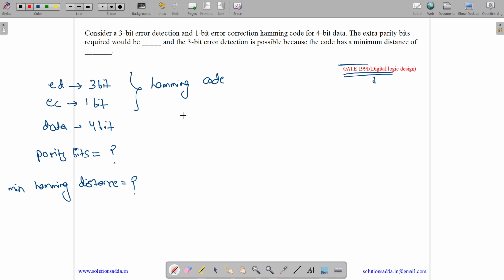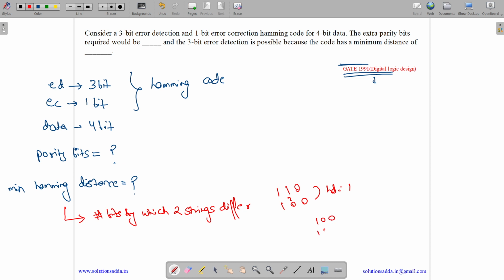Let me first tell you some basic things. What is a Hamming distance? Hamming distance is the number of bits by which two strings differ. Or we can say the distance between two binary strings is the number of bits that would have to be flipped to make the strings identical. Like if we have 110 and 100, we just need to flip one bit, so they have a Hamming distance of 1. And if we have 100 and 111, we need to flip two bits to convert one to the other, thus the Hamming distance is 2.